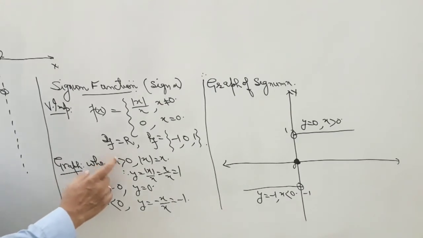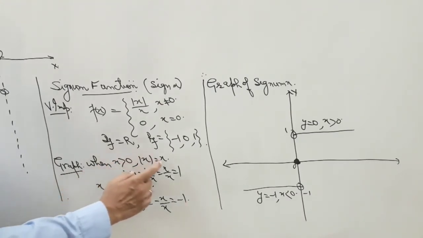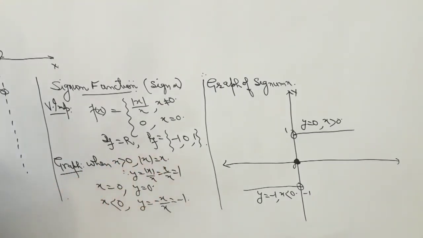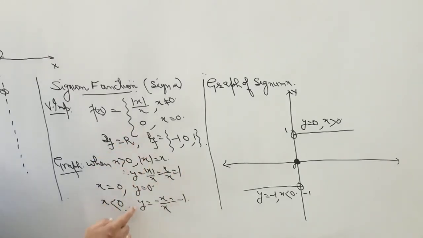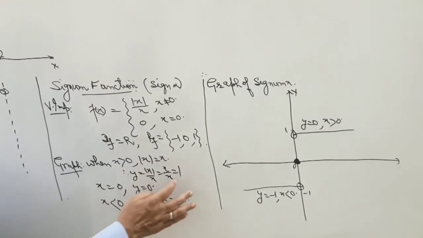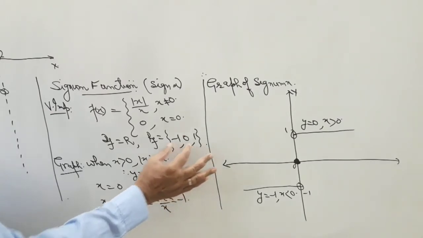When x is positive, |x| is equal to x by definition of modulus. Therefore, y is equal to |x| upon x, that is 1. When x is 0, y is 0. When x is less than 0, y is minus x upon x. This is minus 1. So you see the values for the range are minus 1, 0 and 1. So this is the range before us.